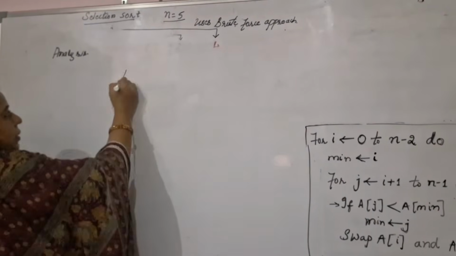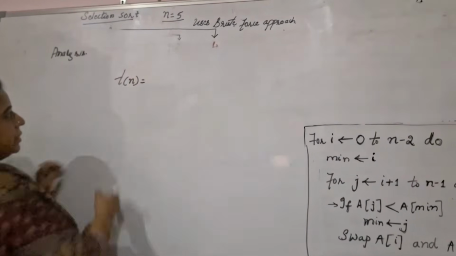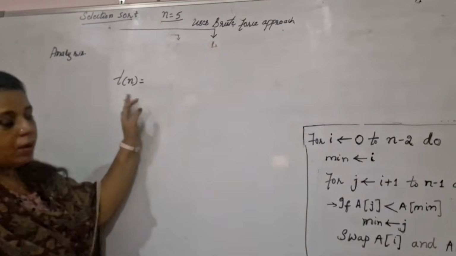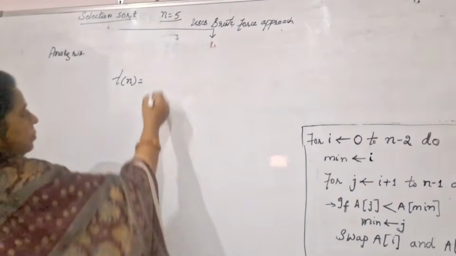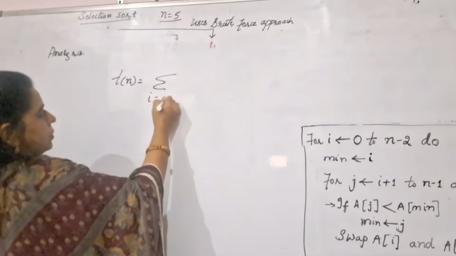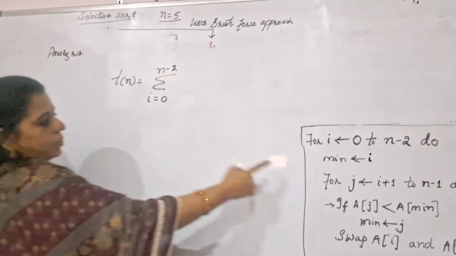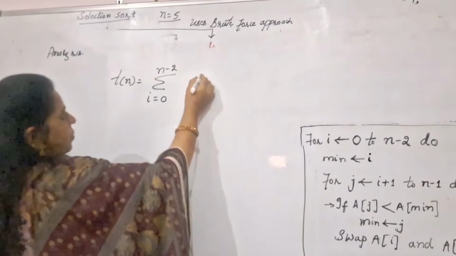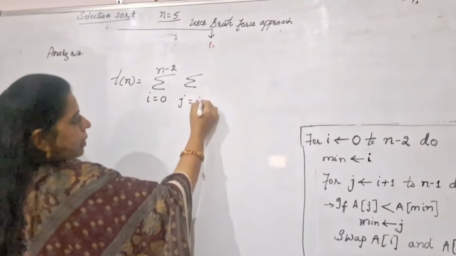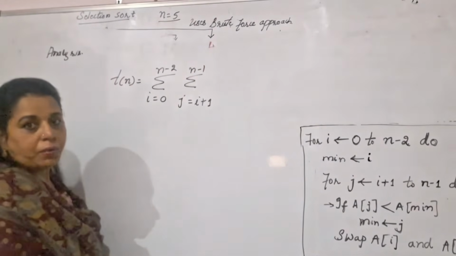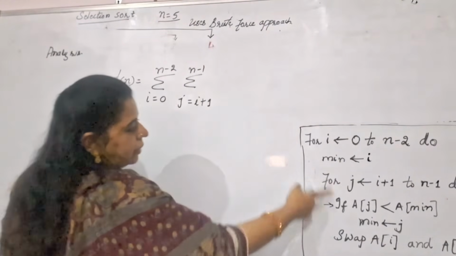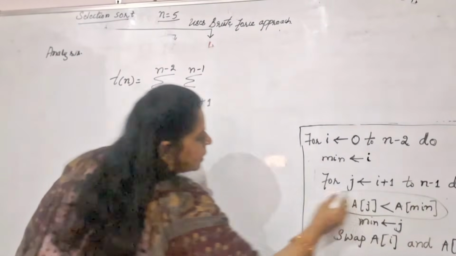How do you start analyzing this algorithm? Basically you want to calculate the time efficiency, so we'll write T of n equal to, just see here the outer for loop, for i equal to 0 to n minus 2. So that part we need to write, yes, for i equal to 0 to n minus 2. What about the inner for loop? It will run from j equal to i plus 1 to n minus 1. Fine, to n minus 1. And inside this is your basic operation.